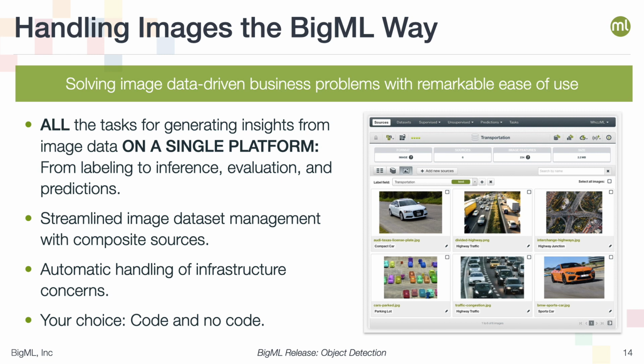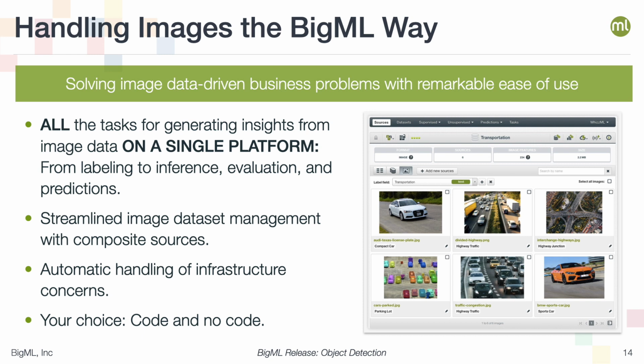By virtue of the fact that object detection is now available as a native resource on the platform, it inherits all the things that make BigML image processing unique. To name a few, from labeling to inference, evaluation, predictions, users don't need to master multiple tools for different parts of the typical image processing workflow. We house it all, and all the activities of the image processing cycle are in a single place.